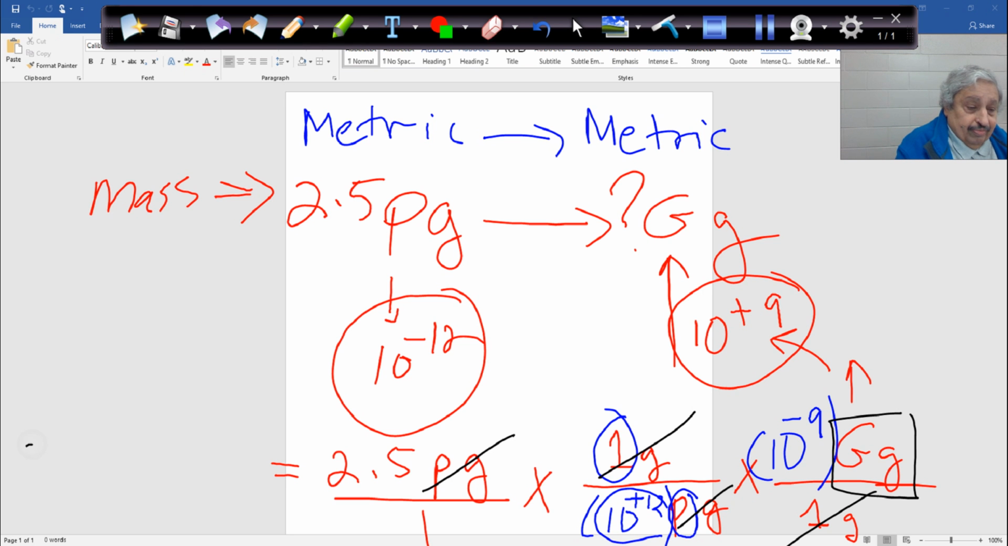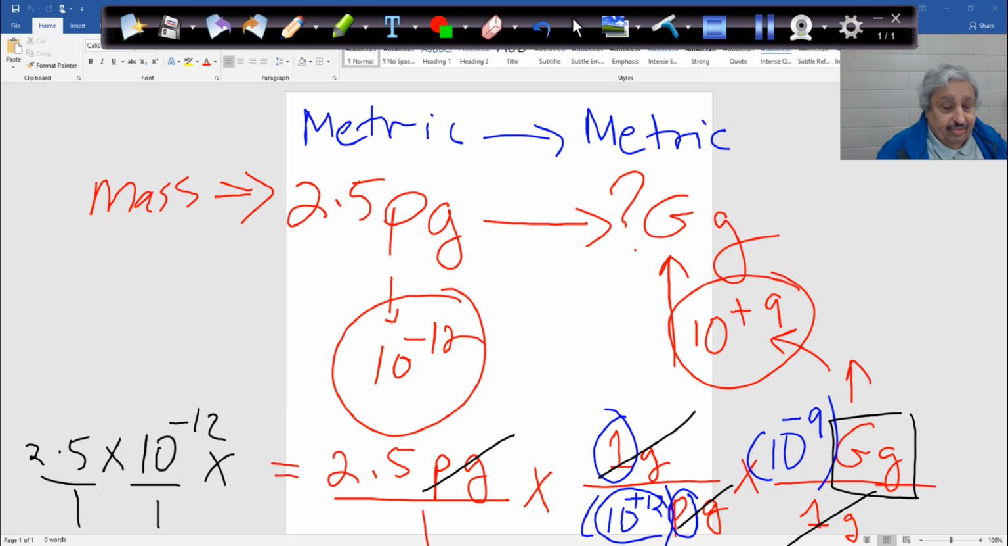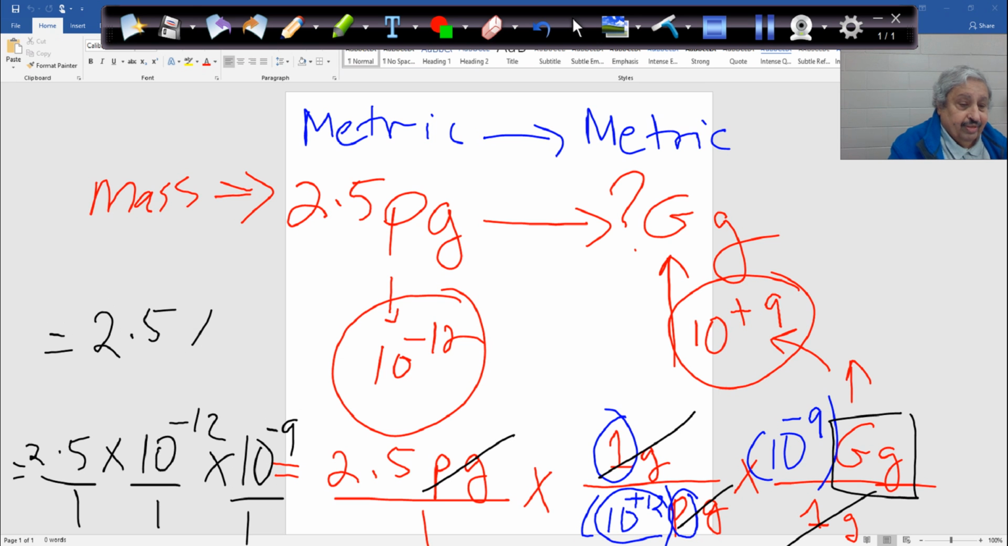So that will be 2.5 multiplied over 1, multiplied by 10 plus 12 at the bottom. I want to add it up with the 10 minus 9. So that will be 10 minus 12 over 1, and then 12 minus 9 over 1. So the answer is 2.5 times 10 to the minus 9 and minus 12. How much is it? Minus 21 gigagrams.